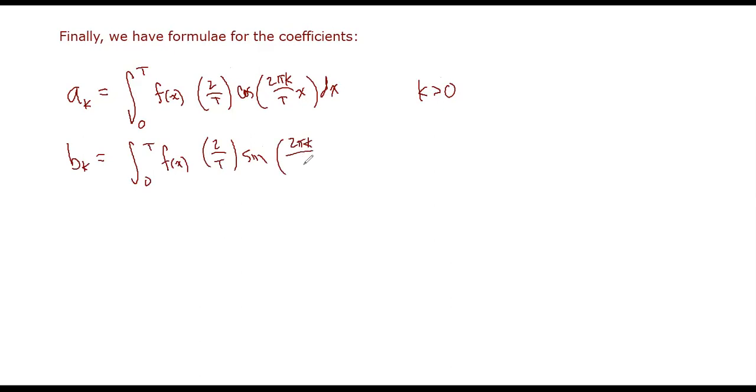And honestly, just the same thing, swap out sine for cosine. And these are for the positive values, so k equals 1, 2, 3. And then a naught, which has a special role, gets dealt with separately.